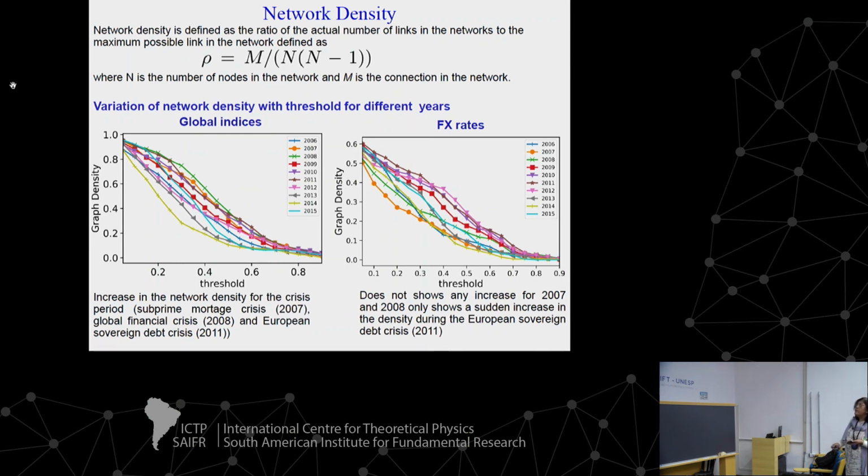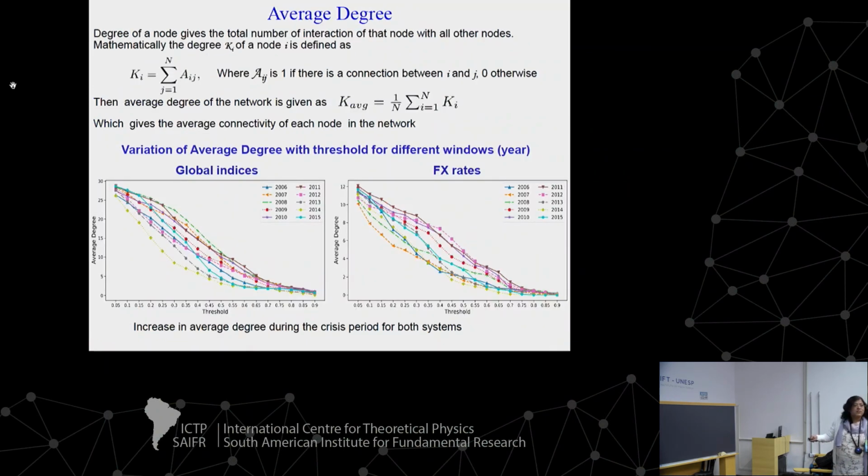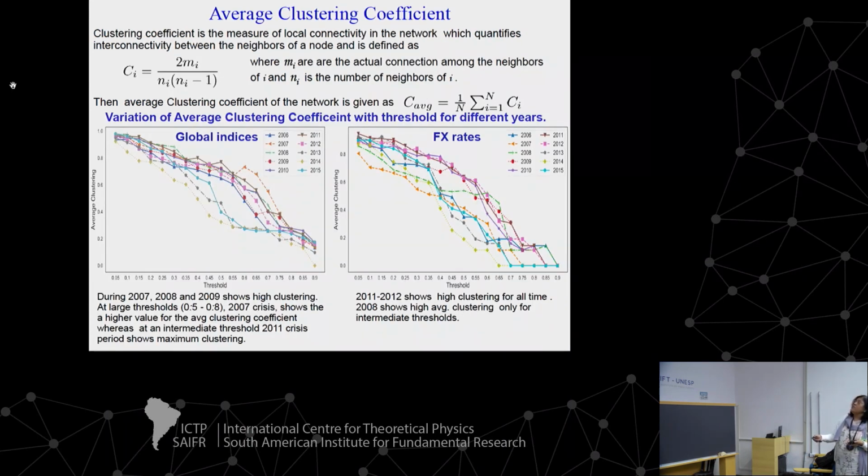And one can notice small things like the mortgage price in 2007, and so on. So I'll just rush through this portion because there are lots of talks on networks. This is the average degree for the two systems that we've discussed and the different years. Okay, and this is the average clustering coefficient. And you get some indications, okay, like this and so on.